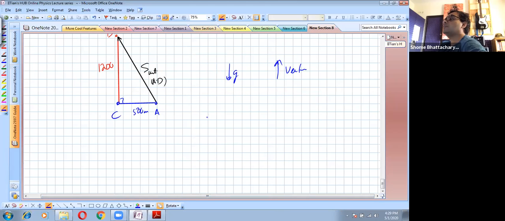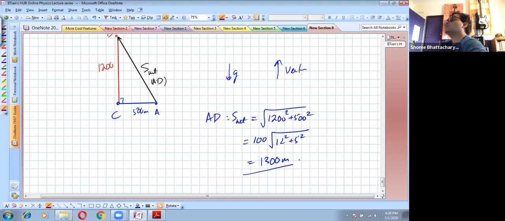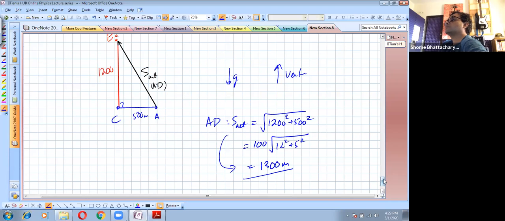So what about the net displacement? It is square root of 1200 square plus 500 square. So you can take 100 common and we are left with 12 square plus 5 square, which you know becomes 13 square. So it becomes 1300. So that is my net displacement.